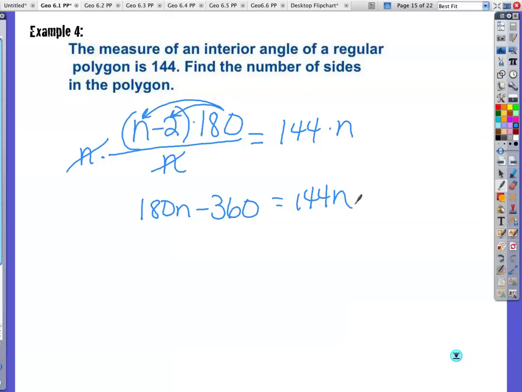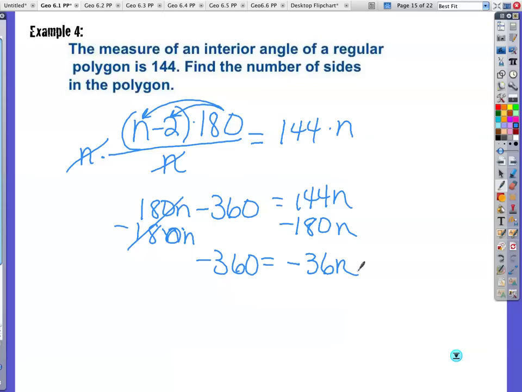Now I need to solve for n. I'm going to subtract the 180. Oops, 180n for both sides. Negative 360 is equal to negative 36n. Divide both sides by negative 36. It turns out that n just happens to be 10. So a 10-sided figure, I don't even know if I had that on my screen previously, but 10 sides is a decagon.